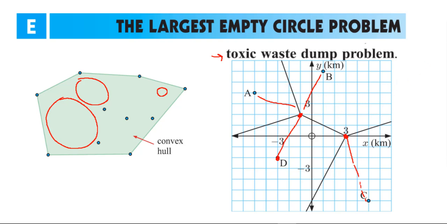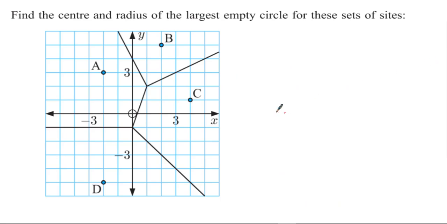So let's see in practice. In the problem, find the center and the radius of the largest empty circle for these sites. Okay, how many sites do we have? 4 sites here. So we have 2 vertices. Our center of the circle is either at location 1 and 2, or at 0 and -1. So let's check the radiuses. You can check any of them. Let's find this one: the distance between 1, 2 and B.